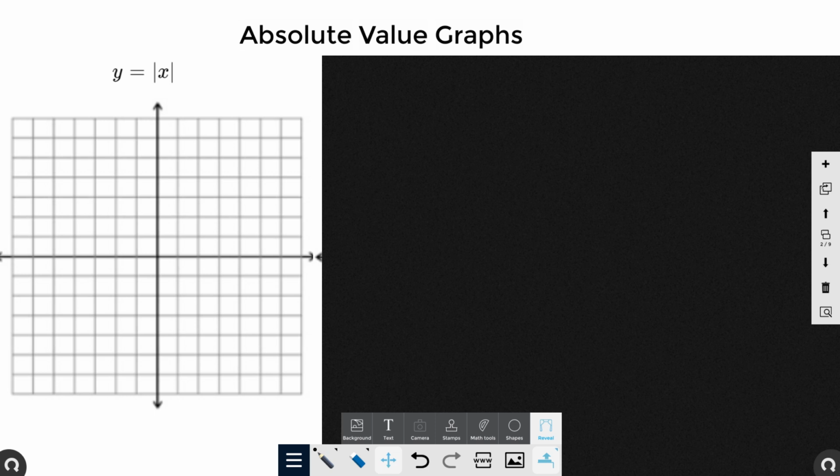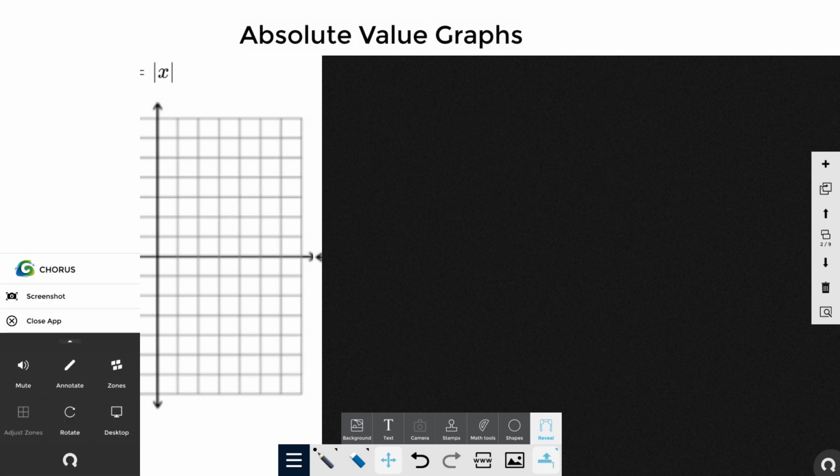Now, last Tuesday, we talked about function types, and I actually showed you an absolute value graph. Does anybody remember what shape absolute value makes? Well, what's something that we could do with the materials that we have to see what it looks like? Put it in the calculator. We can graph it in our calculator to see what absolute value of x looks like.